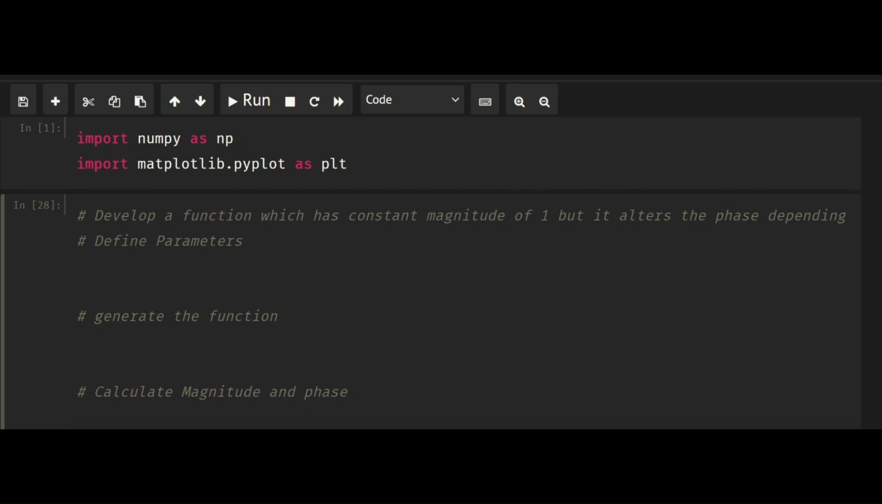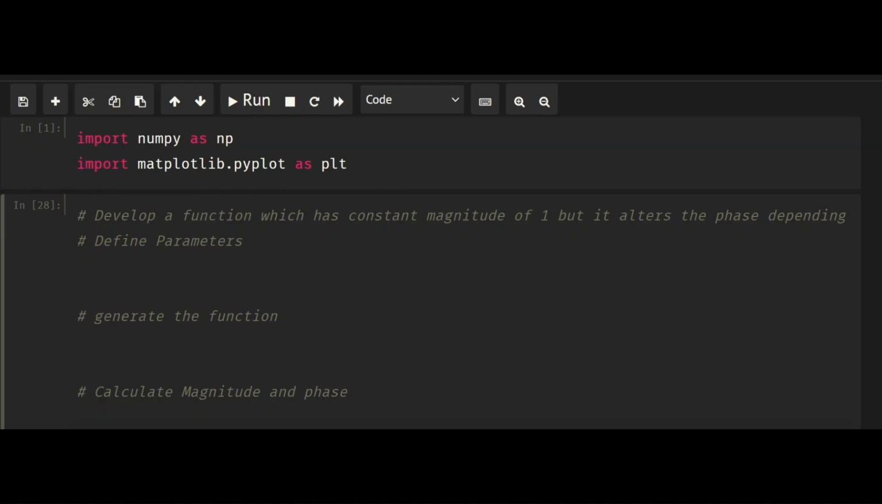Welcome. In this section, we'll try to develop a mathematical function which has a constant magnitude for all the frequencies, but it changes the phase depending on the frequency of the signal. So the attempt here is to try to discover such a function through Python programming.